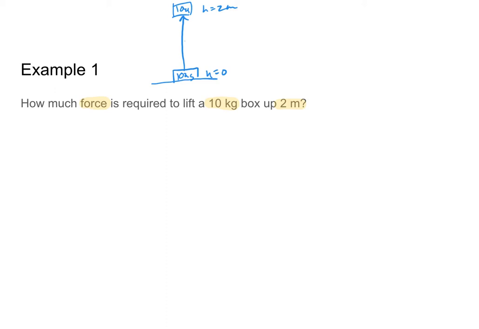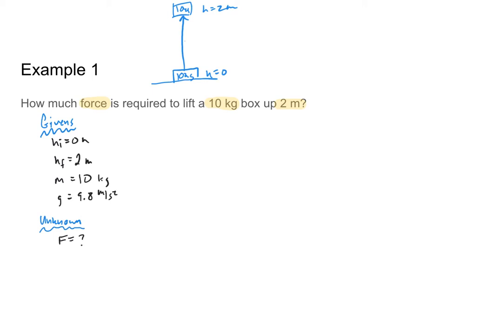So now that I have a picture, I'm going to go ahead and list out my givens. I know that my initial height is 0 and my final height is 2 meters. I also know that the mass of my box is constant and is 10 kilograms. And of course, little g is 9.8 meters per second squared. Always a good thing to add. I know as well that my unknown is the force required to lift that box up.